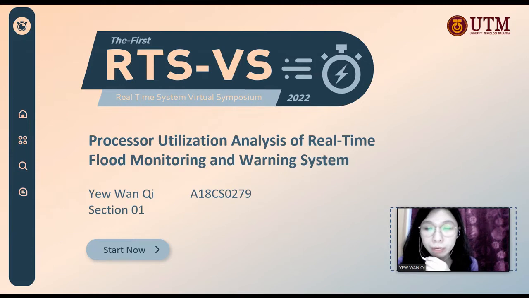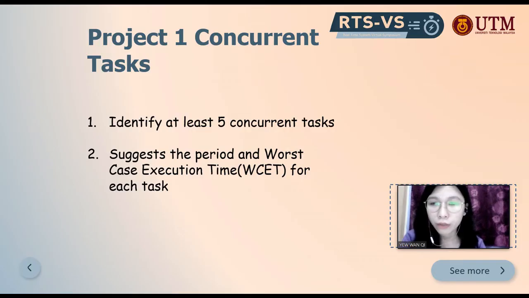Today I will present my technical report with the title Processor Utilization Analysis of Real-Time Flood Monitoring and Warning System. First, I identify 5 concurrent tasks from my project 1. After getting the project task set, I suggest a reasonable period and the worst case execution time for each task.